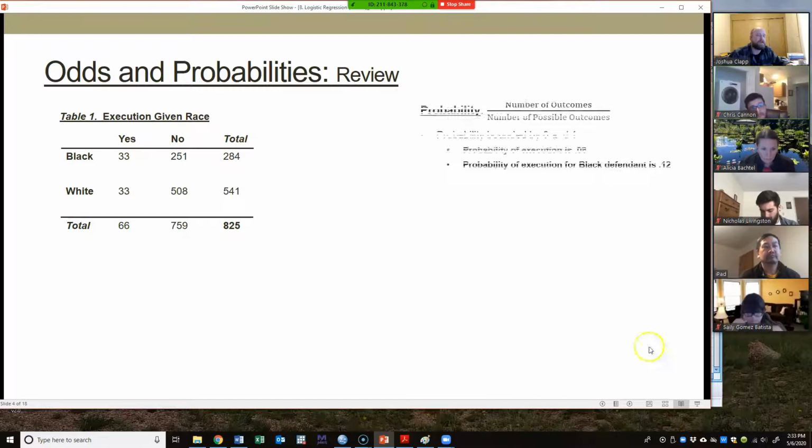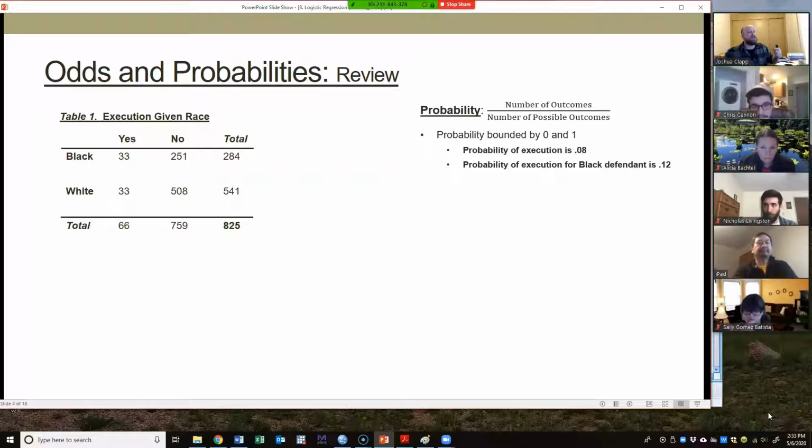Okay. If we're talking about probabilities, we're all pretty comfortable with probabilities, right? Think about probability as calculated by the number of outcomes we've seen over the total number of possible outcomes. Probability is bounded from 0 to 1: 0 means it's impossible, 1 means it's an absolute certainty, with some decimal in between showing varying levels of probability. So for these data, the probability of execution is about 8% or 0.08. Alicia, how did I calculate that?